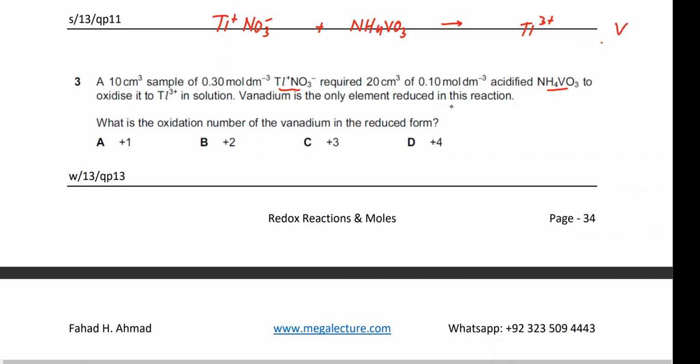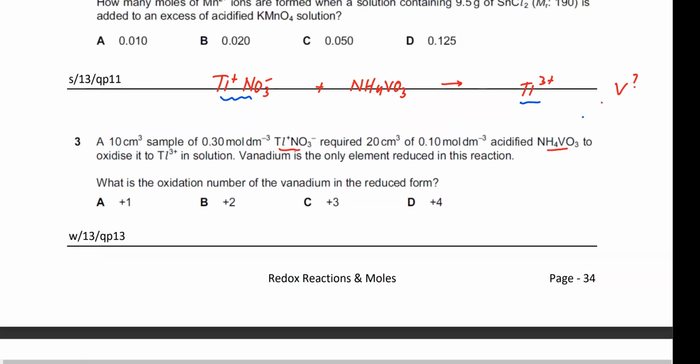So vanadium is the element that is reduced, and we need to find out what happens to it, right? So I'm going to split the reaction into two things: oxidation and reduction. One thing is they've told us that Tl+ NO3-1 gets oxidized to Tl3+. So that's your oxidation happening. I'm just going to write that. Tl+1 changes into Tl3+. How many electrons would be produced? There are going to be 2 electrons that would be produced.